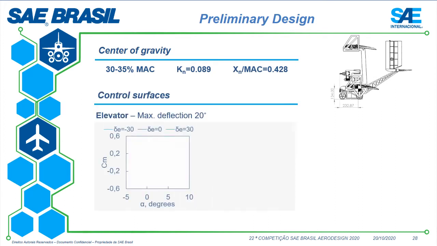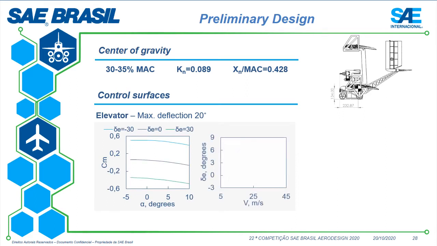The elevator was dimensioned using last year's dimension as initial parameters due to the satisfactory results obtained. The deflection for trim was calculated for the range of speeds established and has a maximum deflection of 20 degrees to improve rotation during takeoff. The rudder was dimensioned following the same methodology. A minimum deflection was established to guarantee lateral trim and a maximum deflection of 20 degrees was selected.